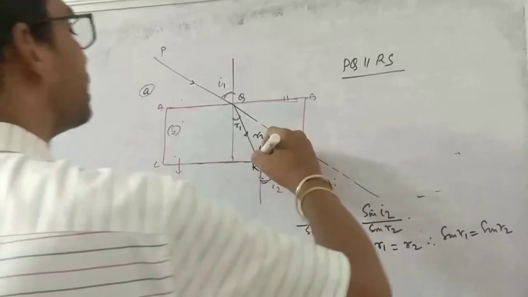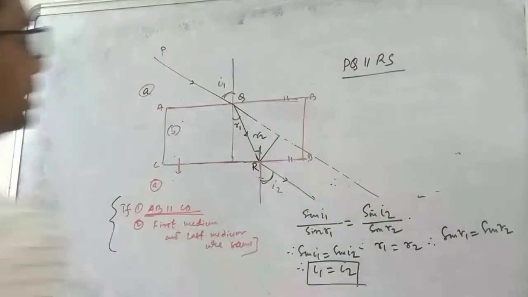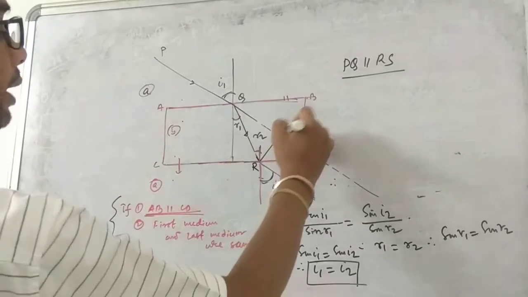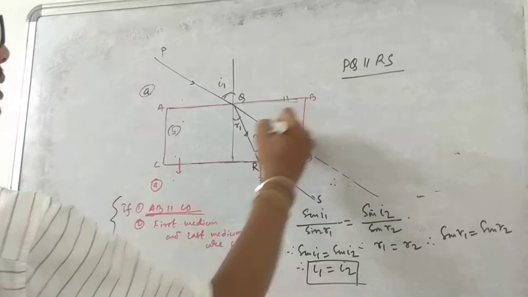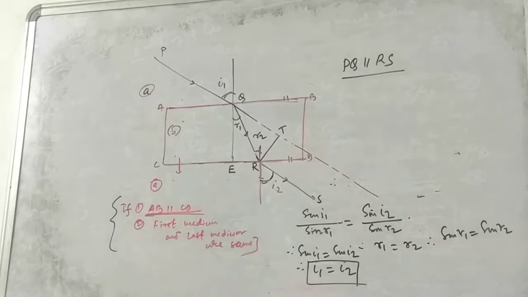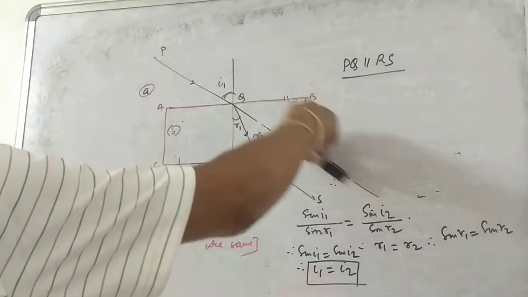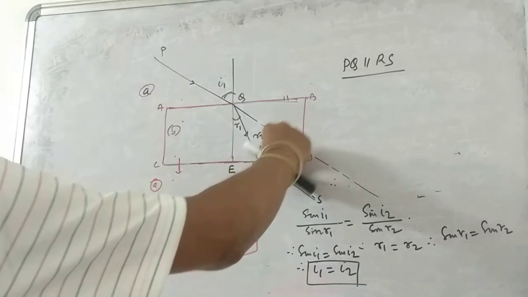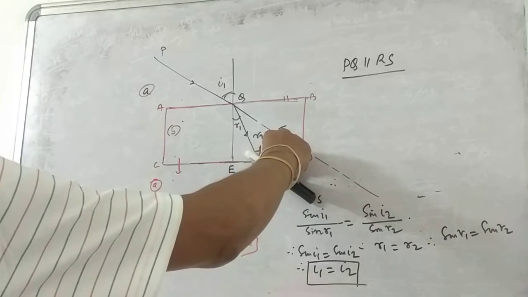This is the lateral shift, and that lateral shift is given by, say, RT. Okay, there is a lateral shift. The original path is in this direction, but due to refraction it shifts from this line to this line, keeping its direction the same.